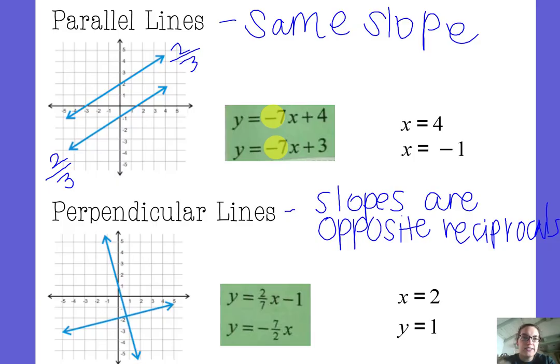They're flipped of each other. They're reciprocals. You flip the numerator with the denominator and the denominator with the numerator. And they're going to have different signs. One slope will be positive and one slope will be negative. So if both slopes are positive, they're not perpendicular. If both slopes are negative, they're not perpendicular. Let's check out this graph.